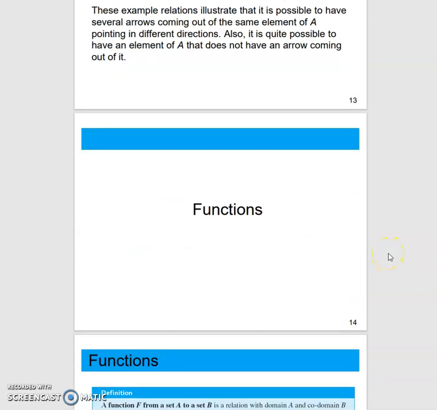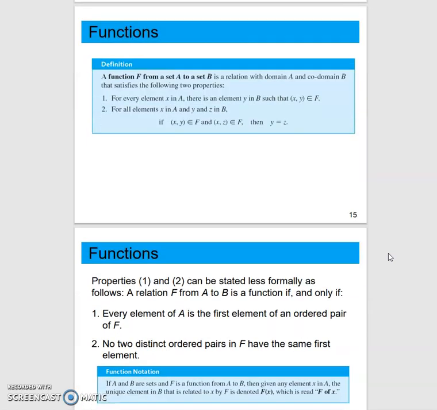All right, so that's the relation. Let's look at functions. So our nice formal definition: a function f from set A to set B is a very specific relation. And again, the domain is A, the codomain is B, but we have two things that have to be true. So for every element x in A, there is an element y in B such that (x, y) is in f.